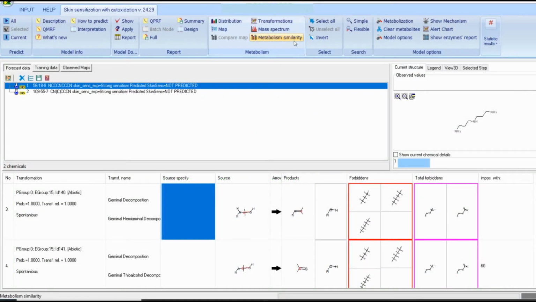The metabolism similarity tool, implemented in TIMES, allows comparison between the simulated metabolic maps of the chemicals, taking into account different similarity criteria. So now, let's investigate the skin metabolism similarity between these two amines.